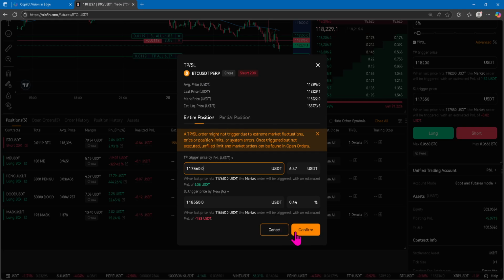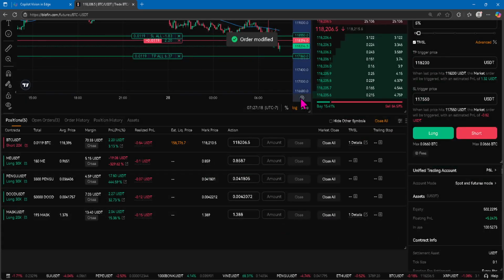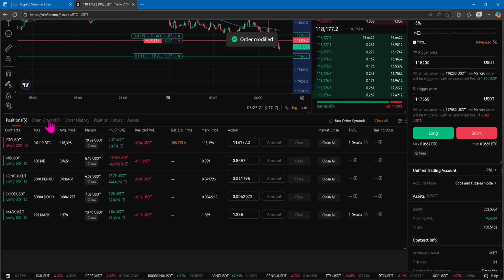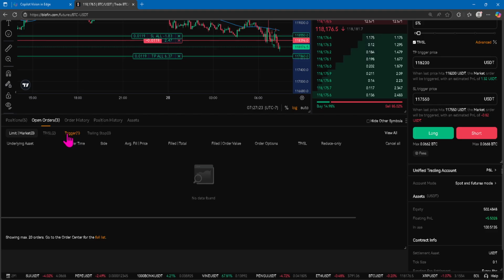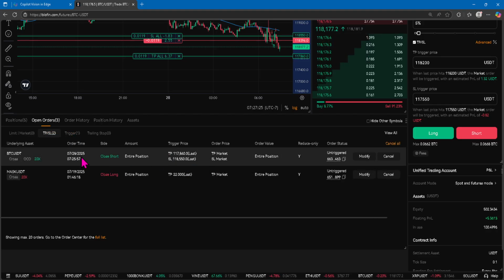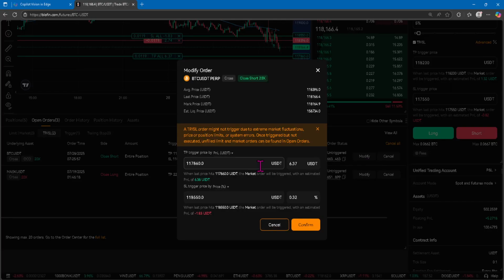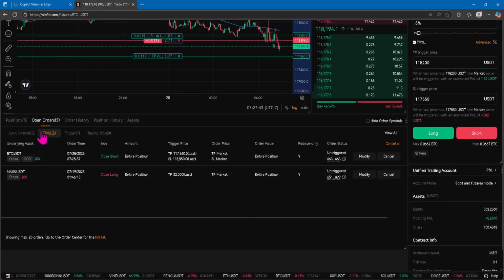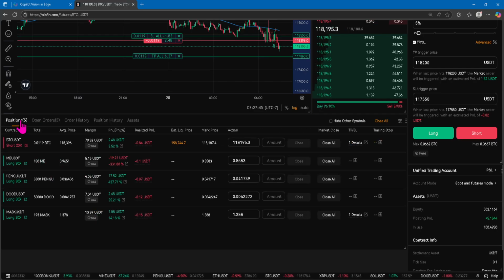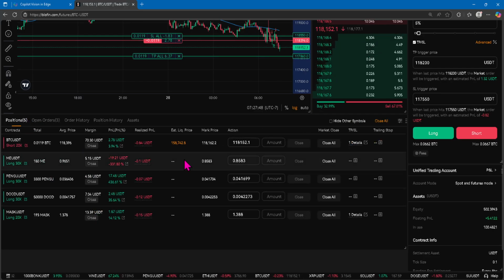So then you click confirm, and you get that order level there. You can go over to open orders and double check. You have a TPSL, and you can see all of the info here. Close short, entire position, stop loss, take profit, entire position, at market. Make sure it's market, and so far it's untriggered, right? You can modify it, click modify, and then you can change the numbers there if you don't feel comfortable with either of those numbers.